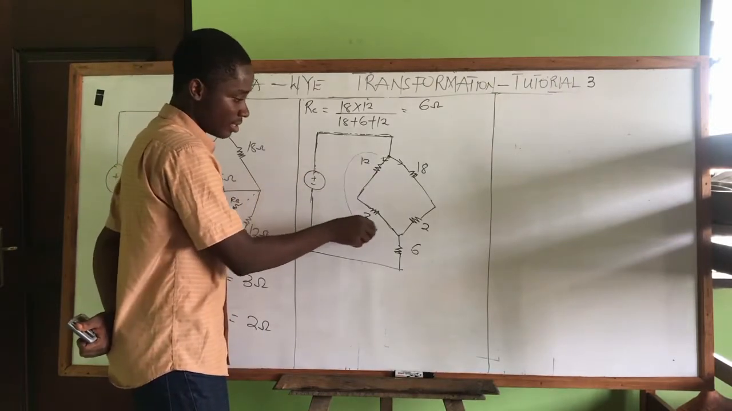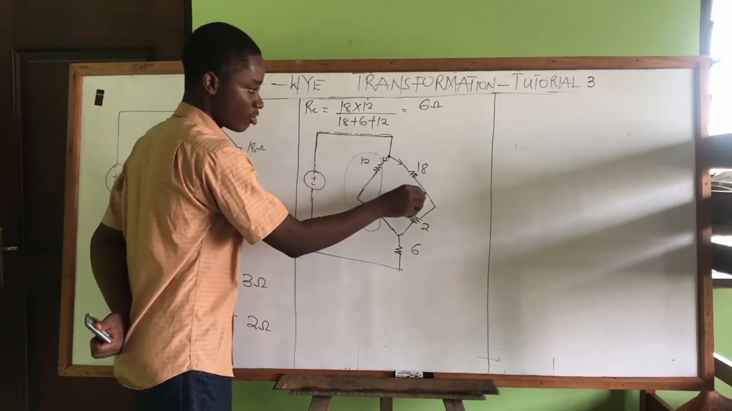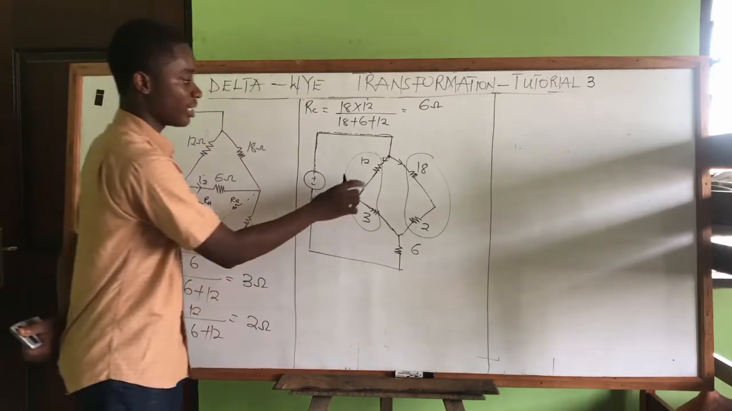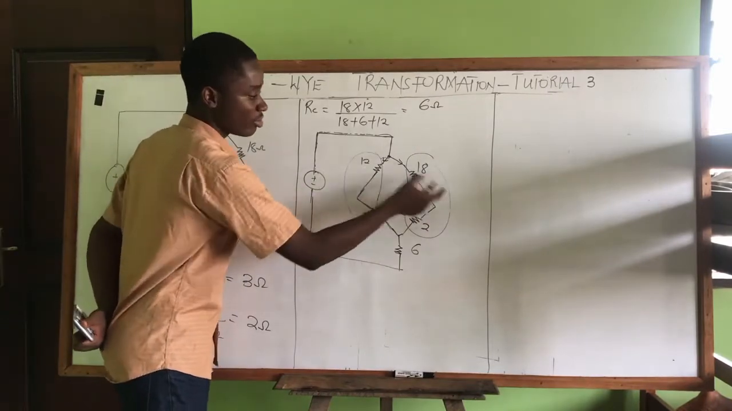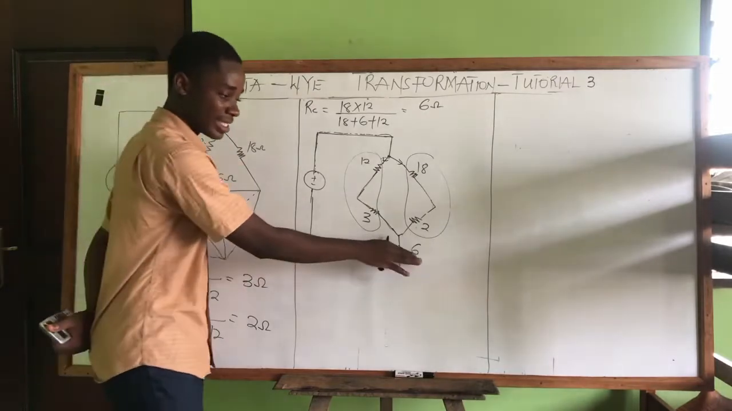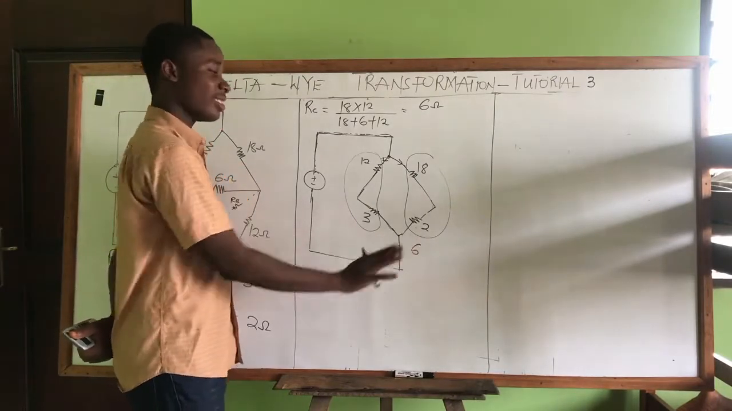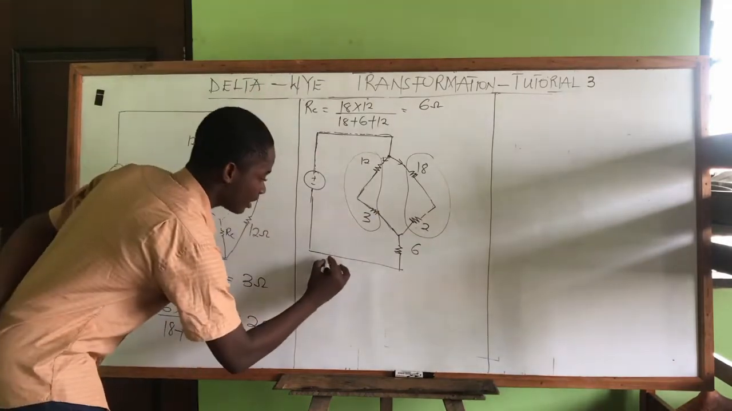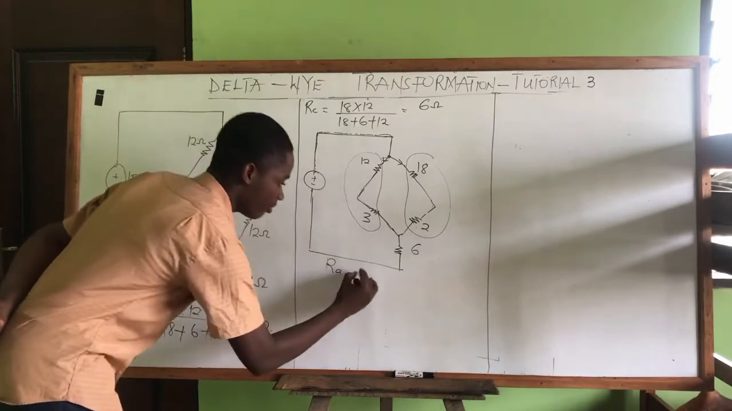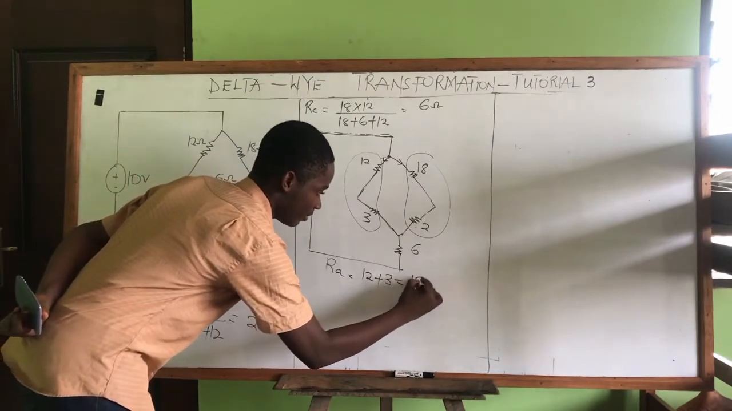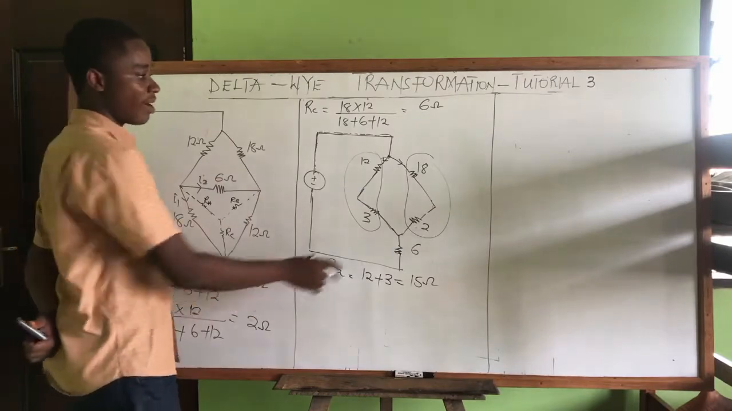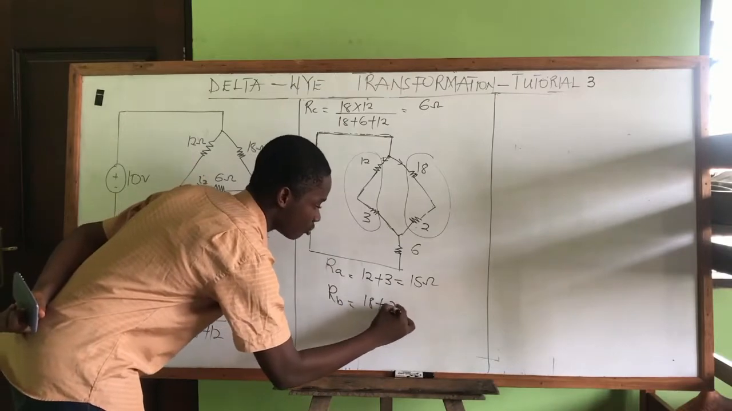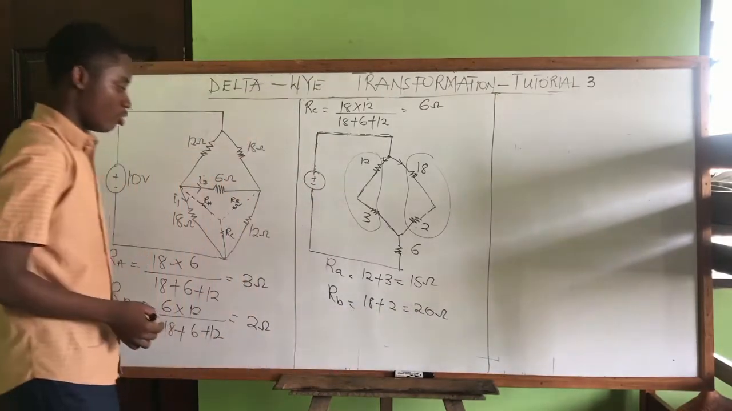Get its equivalent here. This 18 is also in series with the 2, so I have to get its equivalent. Now the current splits between this and that, so those two are in parallel. Current is not splitting in the 6, so don't worry about the 6. Just focus on where the current splits. So I have an equivalent here, let's say RA, which is 12 plus 3, which is 15 ohms. I have another equivalent here, let's say RB, which is 18 plus 2, which is 20 ohms.